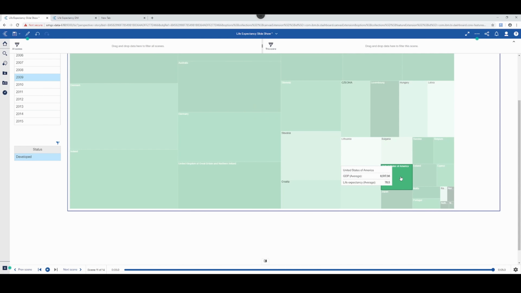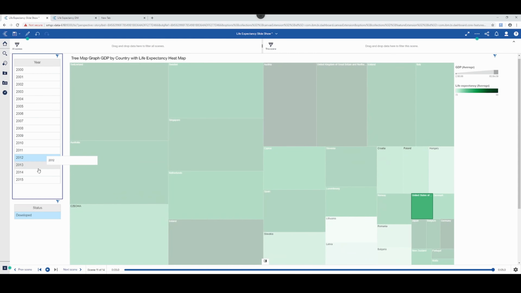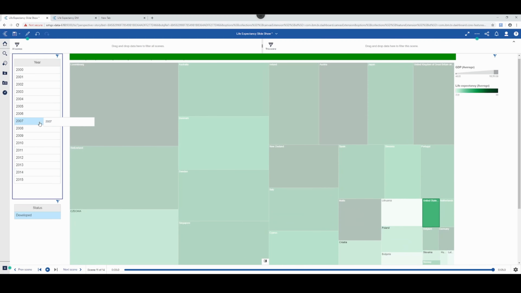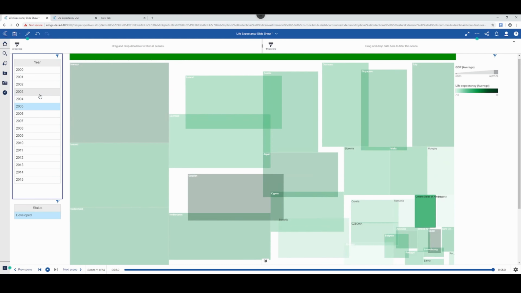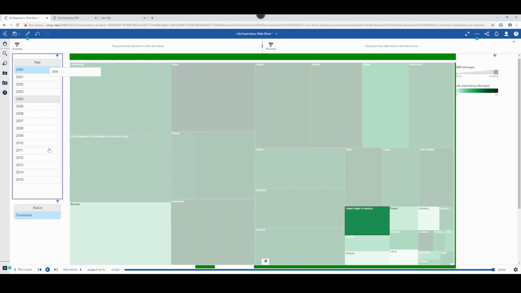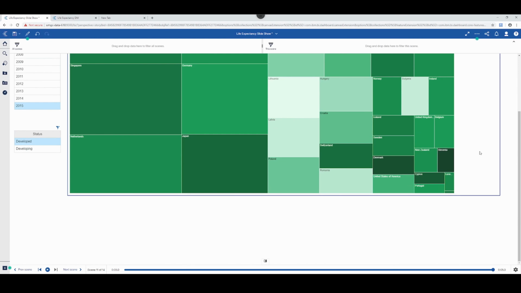United States, for example, GDP on 2009 was only $6,500. It's pretty low. Yeah, the United States doesn't seem to be doing too well GDP-wise. But okay, let's go on to the next slide.